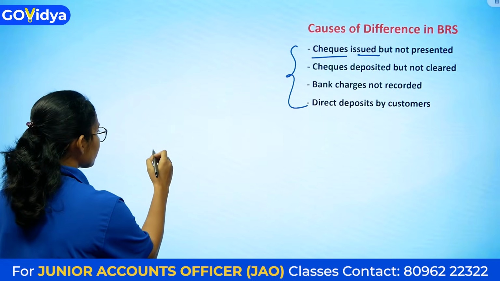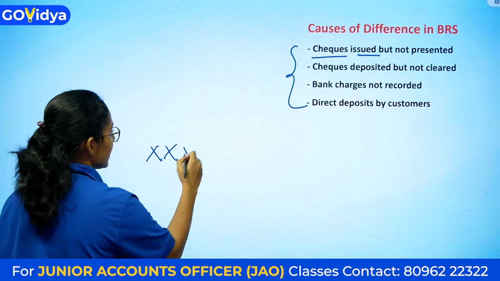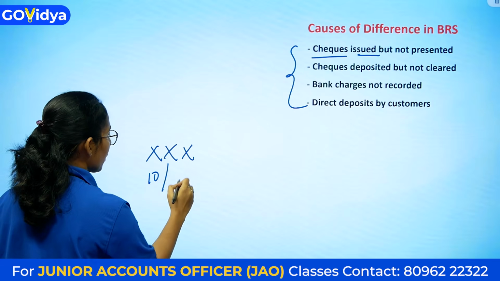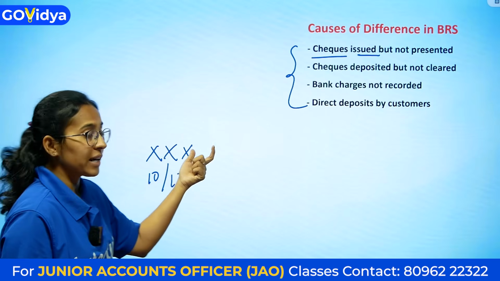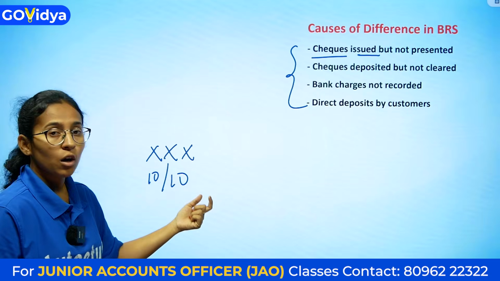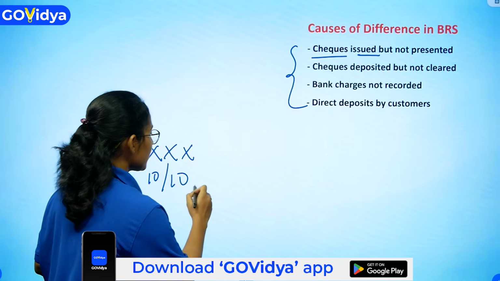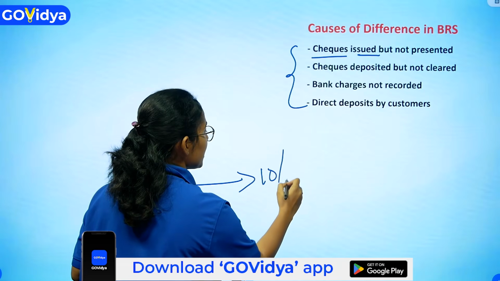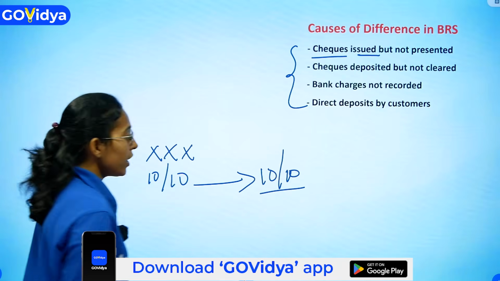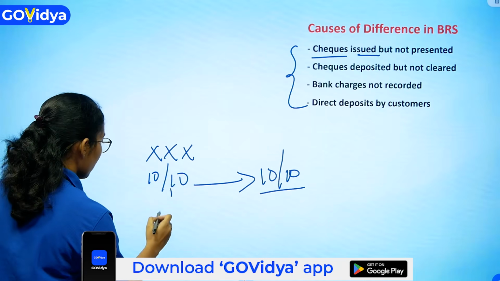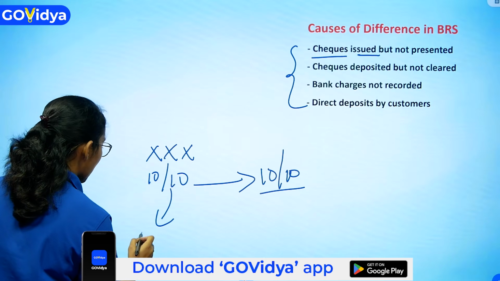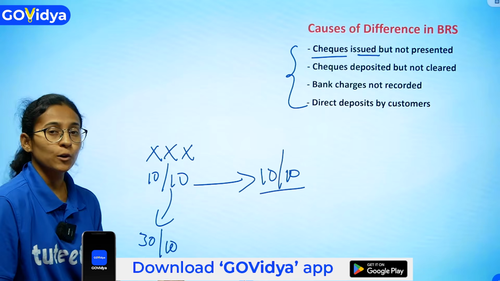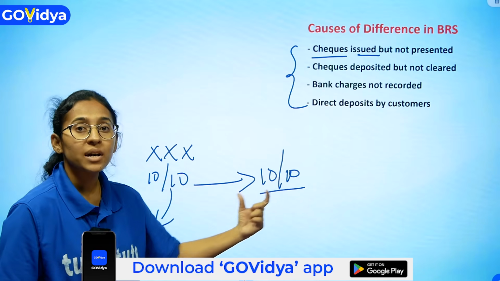For example, some company has issued a cheque for some amount on 10th October. Okay, so as on 10th October, some company has issued a cheque for some amount. Having issued the cheque, it doesn't mean it has to be presented at the bank on the same date. A cheque will always have a bearing date, for example 30th October. So this entity has to present the cheque on or before 30th October.